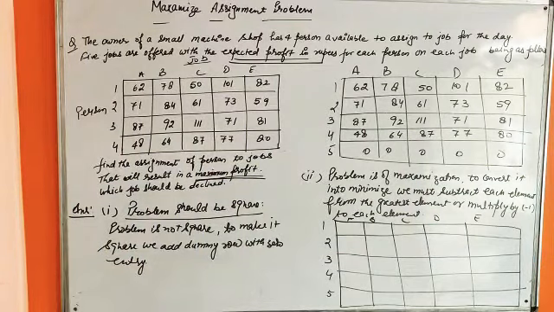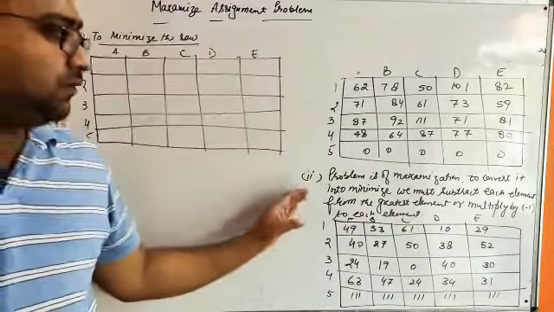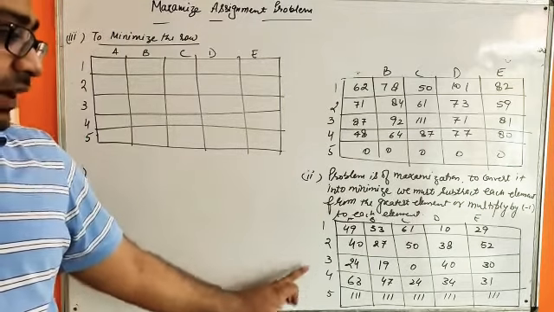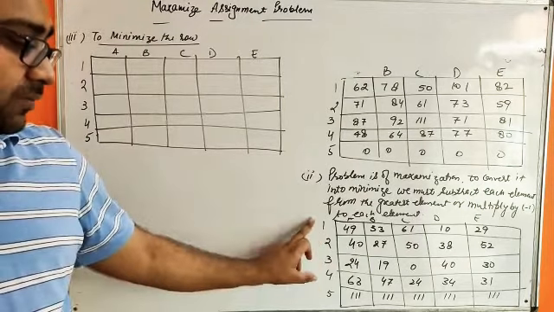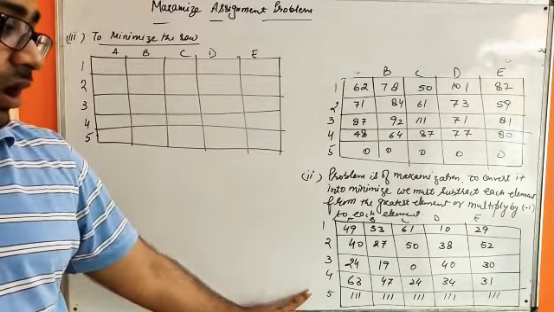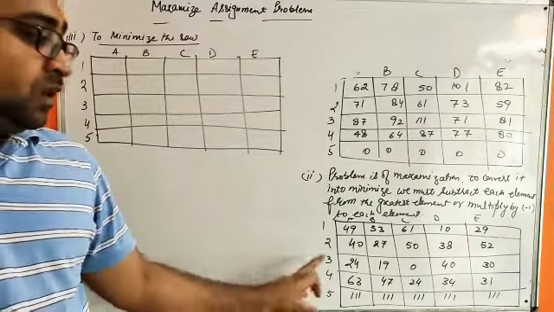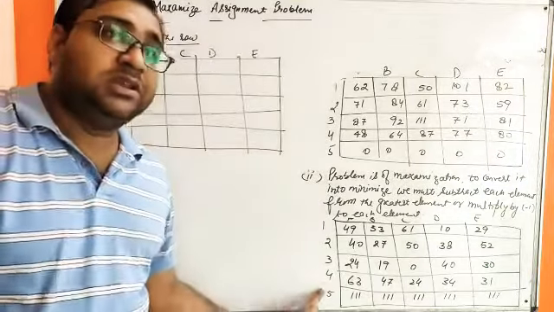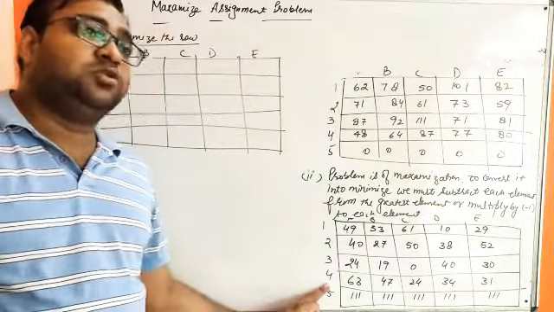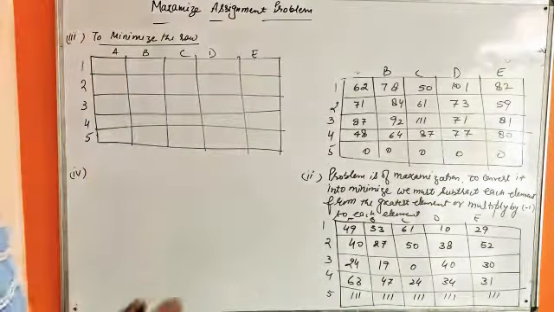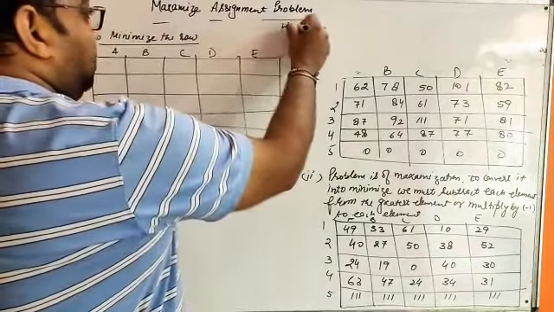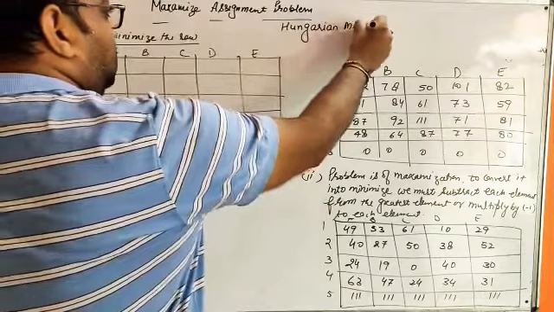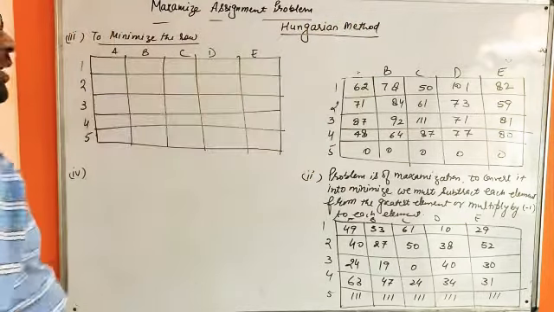So after subtracting, what do we get? So after subtracting each element from 111, we get this matrix. That is, this matrix contains the element after subtraction. Now this matrix is converted into the minimization problem, and since this is a minimization problem, so we can apply Hungarian method. So the step is to minimize 0.